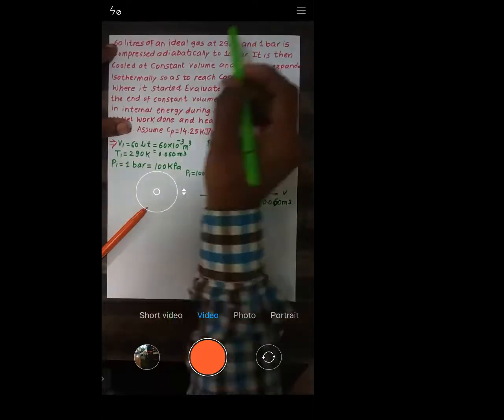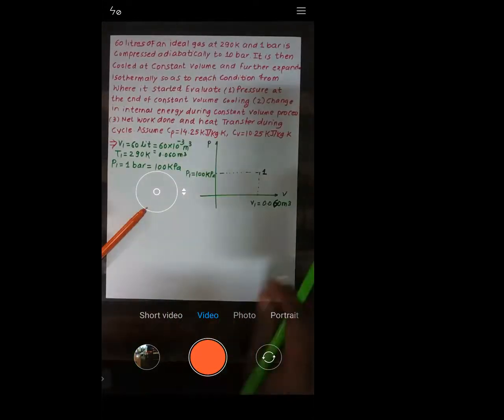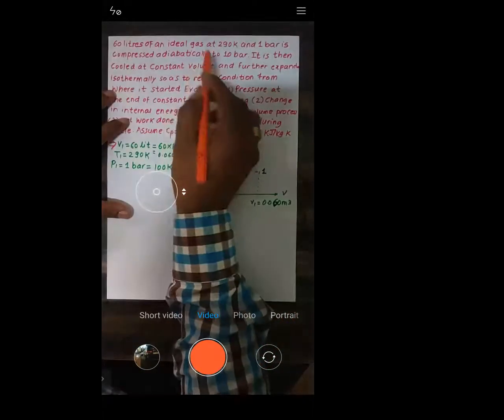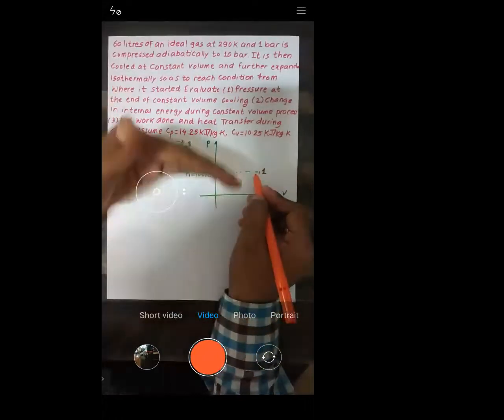Is compressed adiabatically. So from this point number 1, we need to compress it. And how should we compress? We should compress it adiabatically. Whenever there is a compression, pressure will increase and volume will decrease.